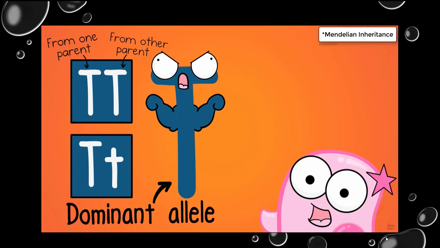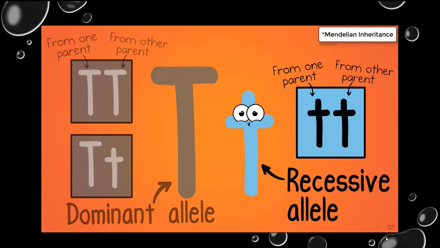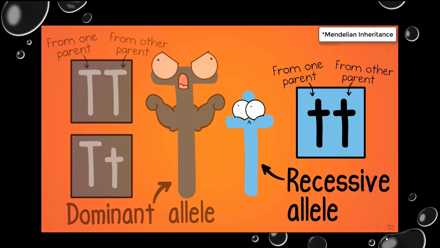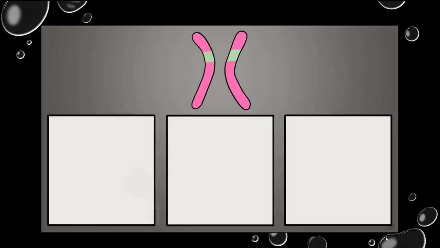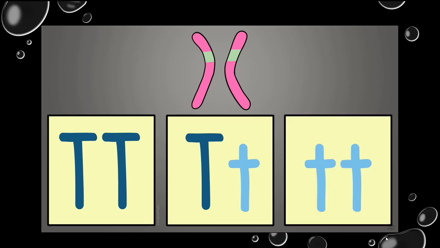More about that later. If I use a lowercase letter to represent an allele, that means it's a recessive allele. Recessive alleles are typically not expressed unless there is no dominant allele present. Now remember that you have two allele copies, so the combination you could have here could be big T, big T, big T, little t, or little t, little t.